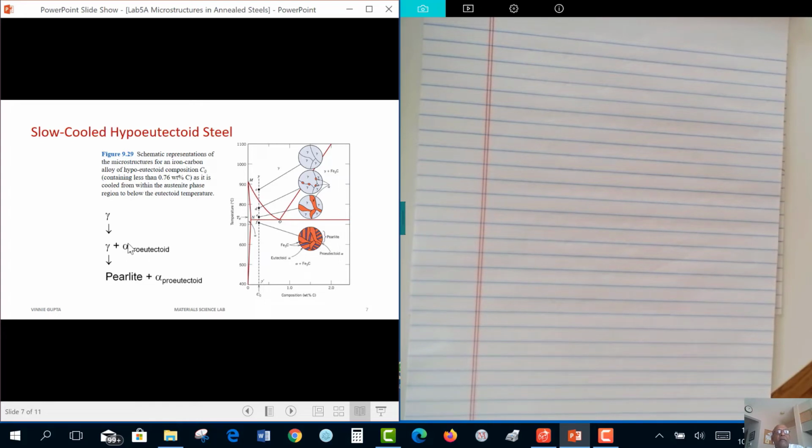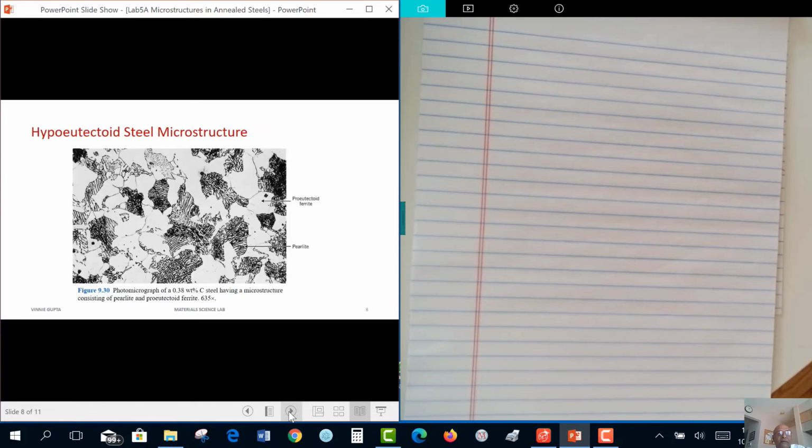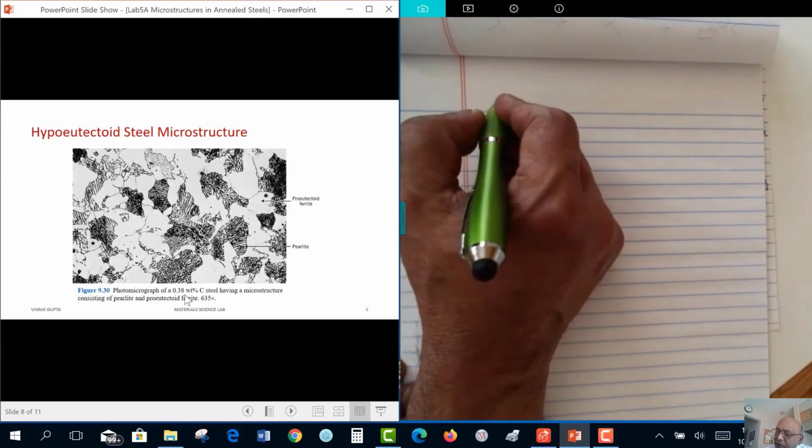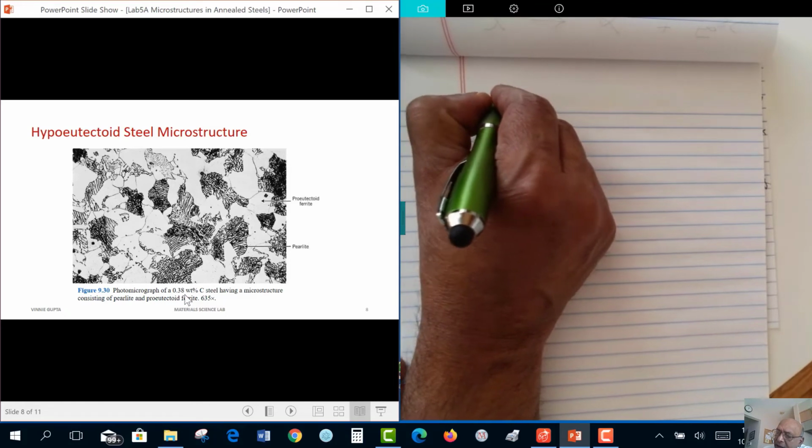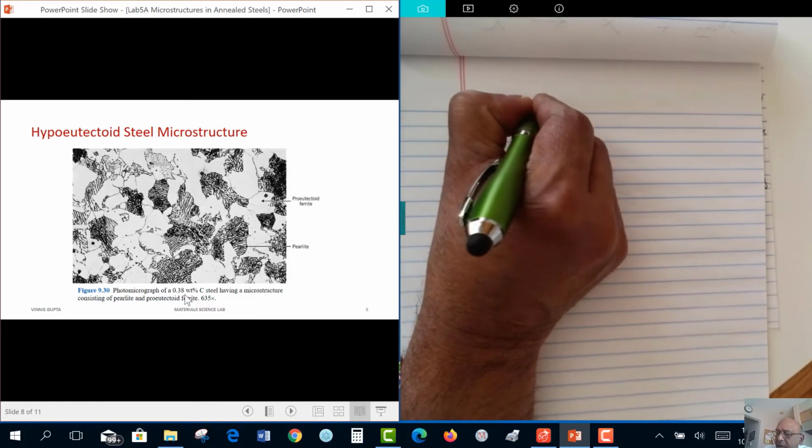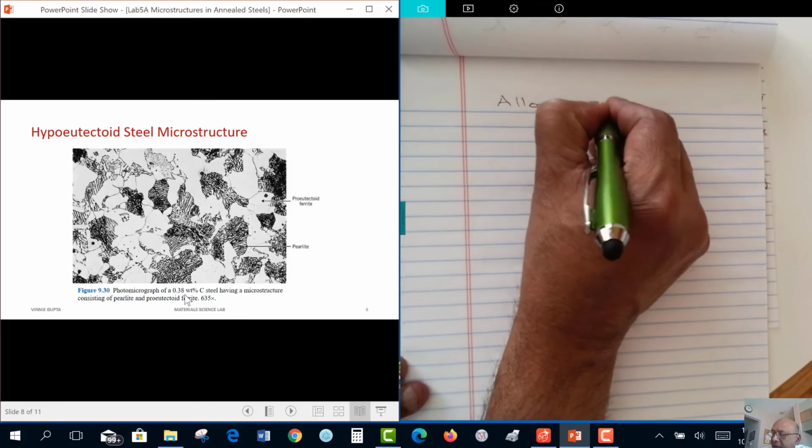So we will have essentially two structures in our micrograph. We'll have this pro-eutectoid alpha. Notice that this is in this kind of a pink layer form. Of course, the color is just to highlight it. And the remaining was gamma, which has now become pearlite. So let's see if we can identify it. So here is our structure. This is of 0.38% carbon. So our alloy had 0.38% carbon.